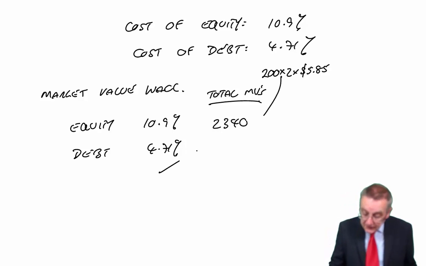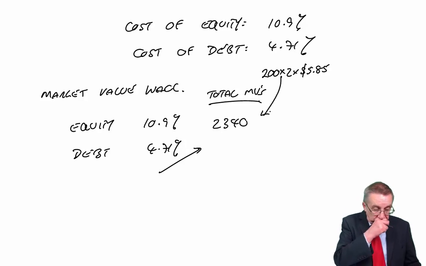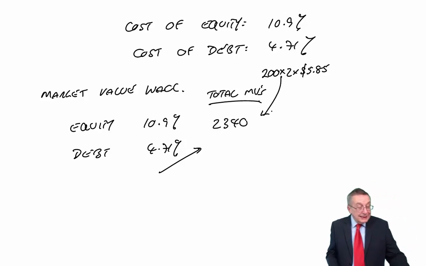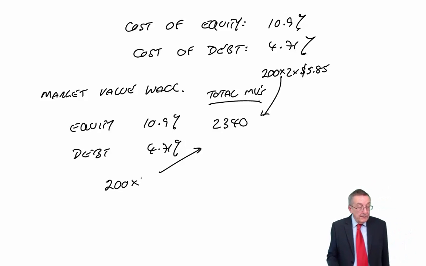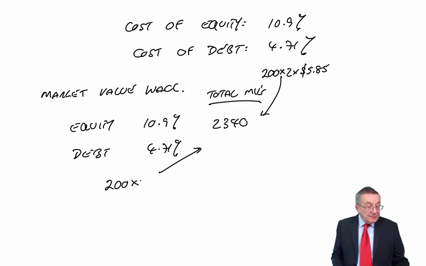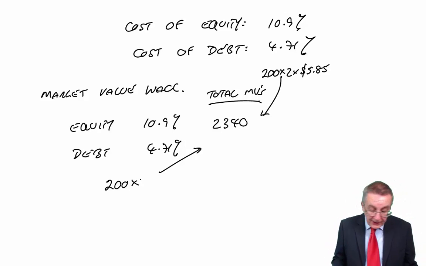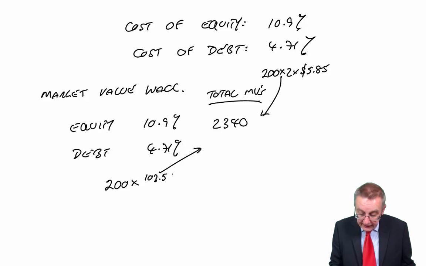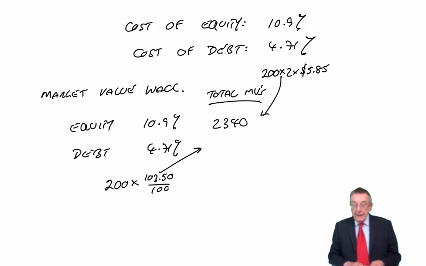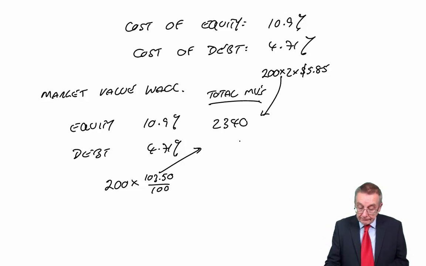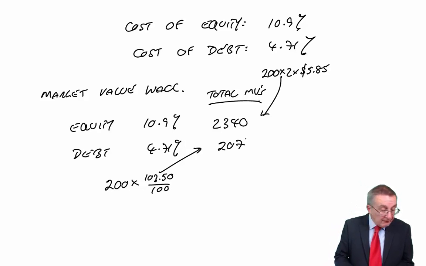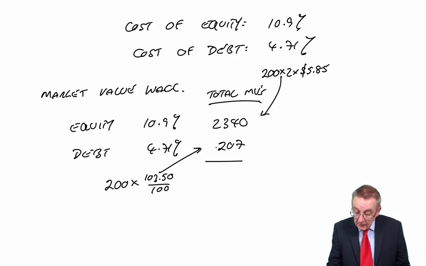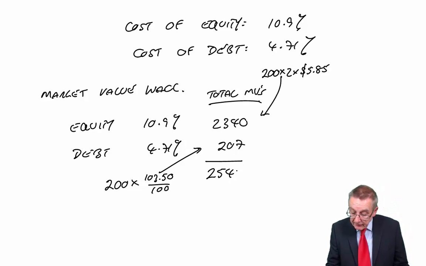As far as debt's concerned, from the statement, there's a nominal value of the loan notes of 200. The market value, second paragraph beneath the statement, it's 103.5 for every 100. And so the market value is 207. Given a total market value of 2547.